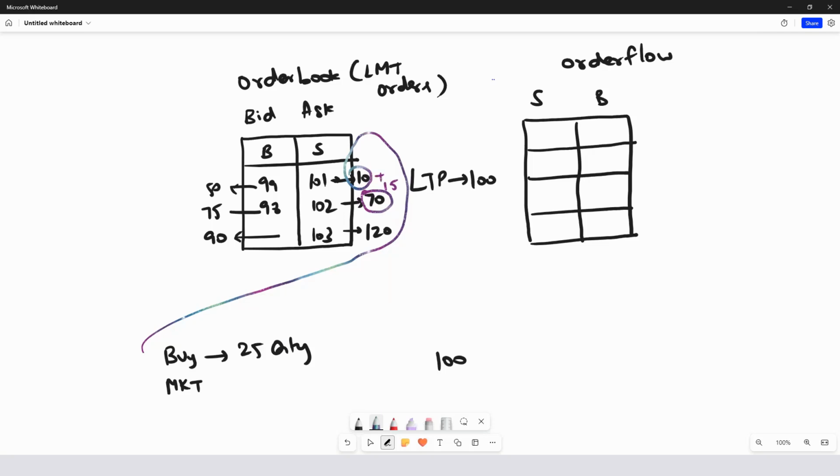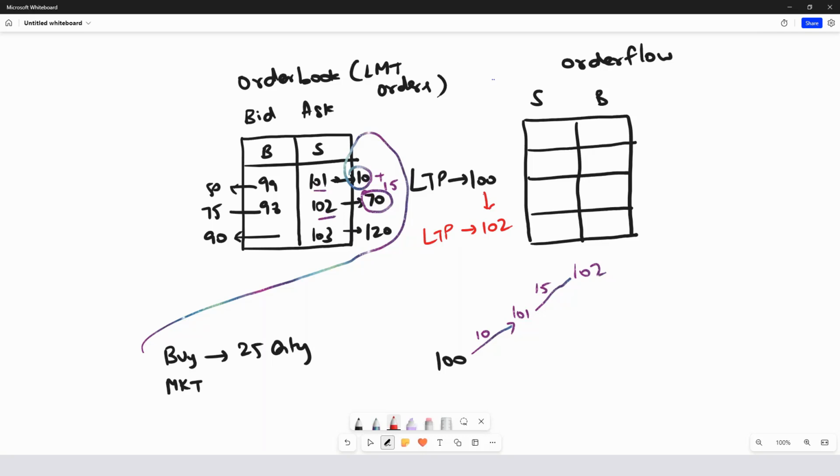So when it is picking up the 10 quantity, the price will shift to 101. Of course, another 15 lots will get punched. So I am the one who is pushing the price from 100 to 102. At 101, 10 quantities will get executed. At 102, the remaining 15 quantity will get executed. So now the last traded price will change from 100 to 102. That is going to be the new last traded price.